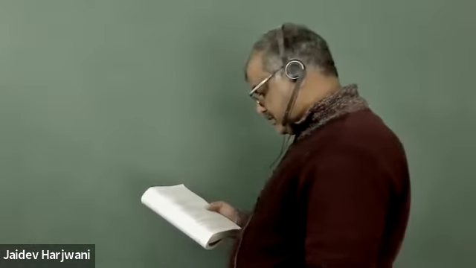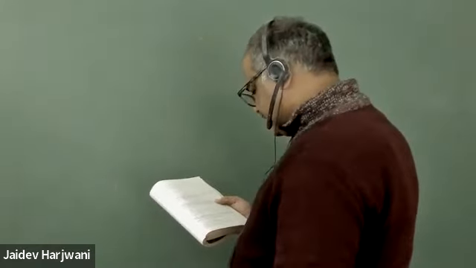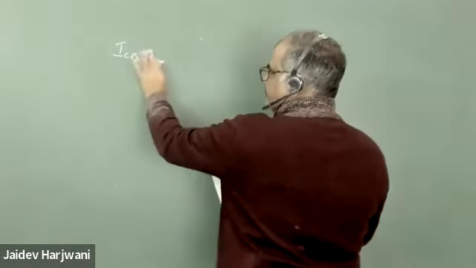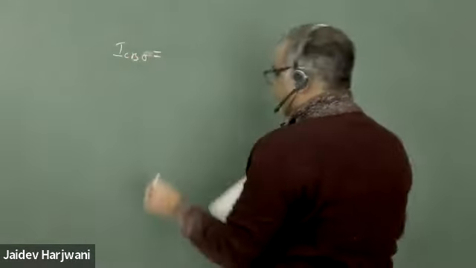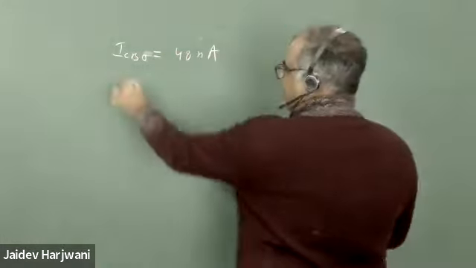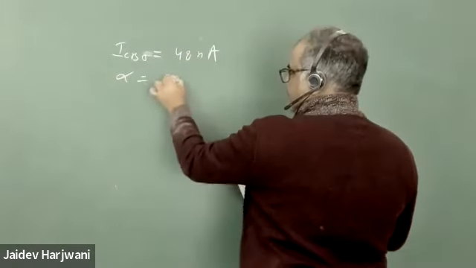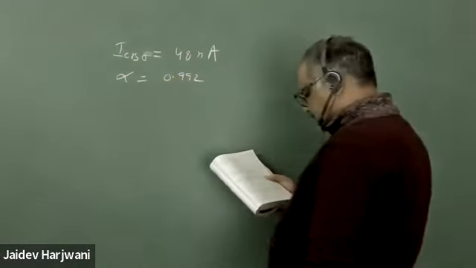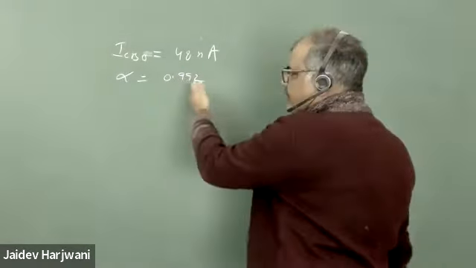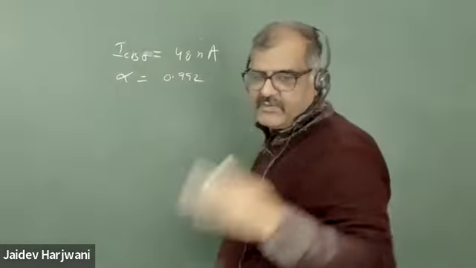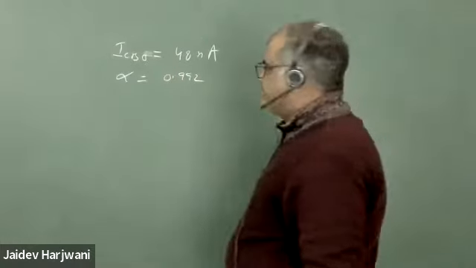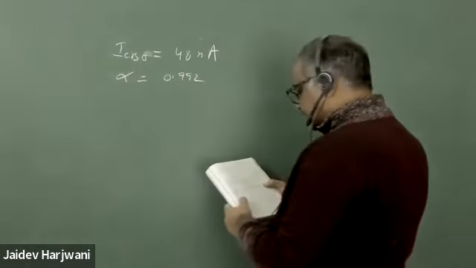Now this is a transistor that has an ICBO. This is your homework. ICBO is given as 48 nanoampere. Alpha is given as 0.992. The alpha can ideally be 0.99, it can even be more than that. That is why I said yesterday that beta can be 500. Suppose it is 0.995, then automatically beta goes very high.